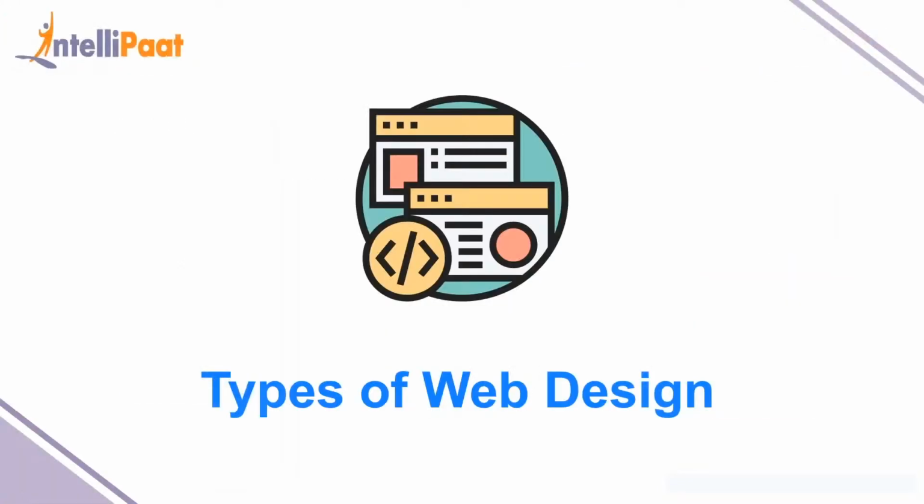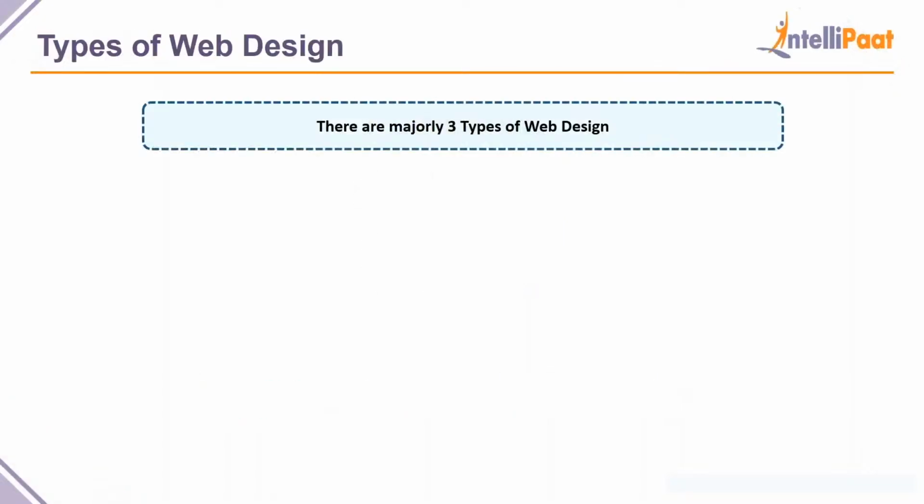Then let's take a look at types of web design. There are several types of web design available. How does responsive web design fit into it? Think of it as sort of an evolution of web design. How does responsive web design come about? So majorly there are three types of web design. The first one is static.